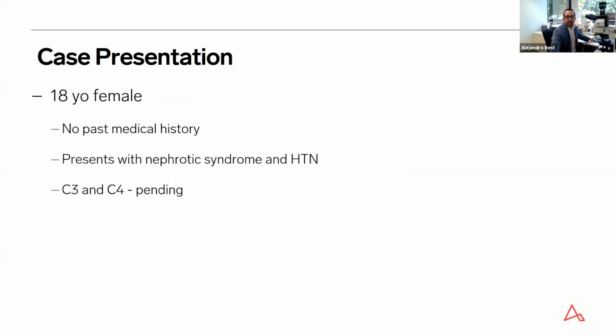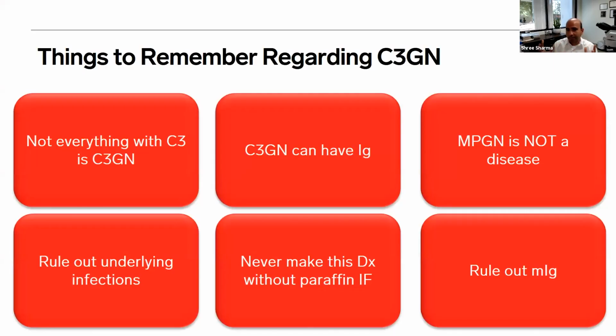All right. Next case, 18-year-old female. Again, no past medical history. Oh, sorry, Shri, are there any questions that you want to talk about, or should we move on? No, Alex, we didn't have any questions, but your last slide was very pertinent, because before your lecture, whenever as a fellow we see C3, C3GN is always coming to our mind, and it is very difficult to think beyond C3. So the slide which you have put up as a summary is very, very important. Yeah.